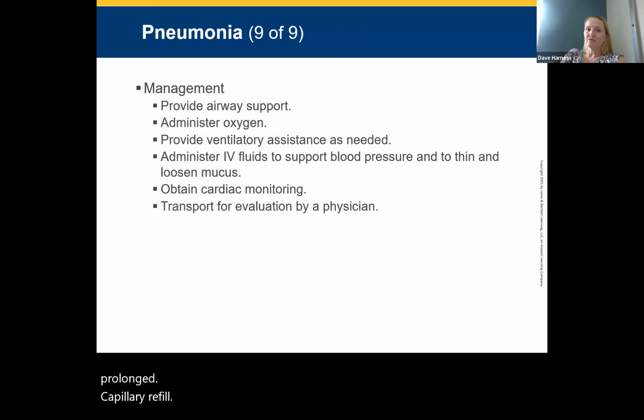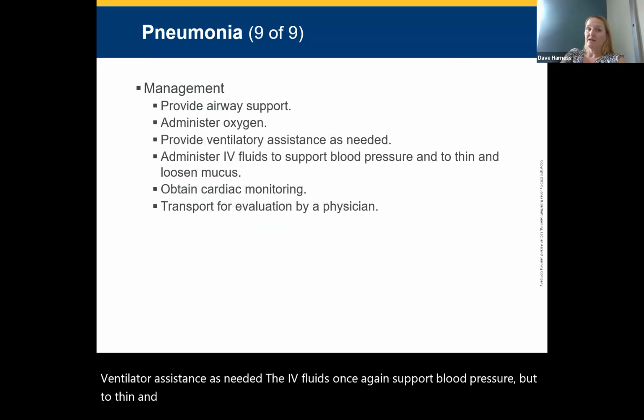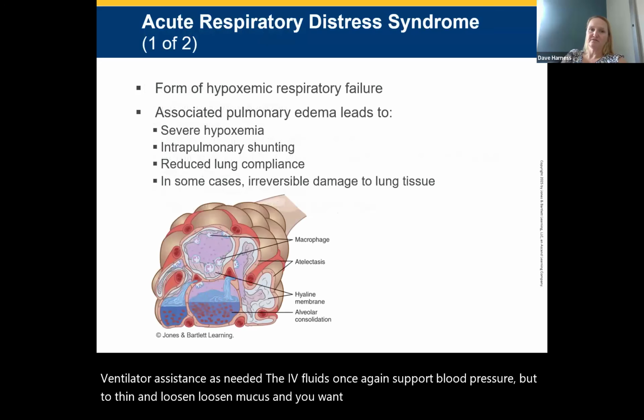Provide airway support, O2, ventilator assistance as needed. The IV fluids, once again, support blood pressure, but also thin and loosen mucus. And you want cardiac monitoring and evaluation by a physician.